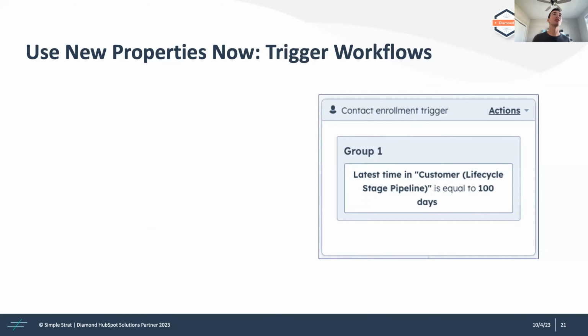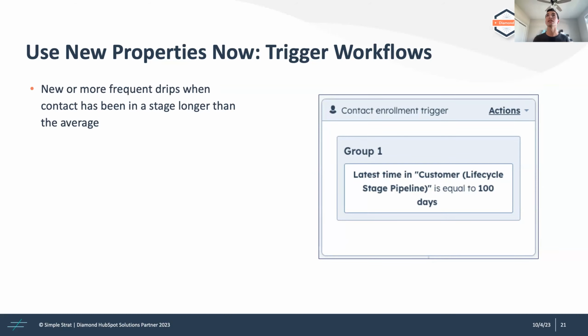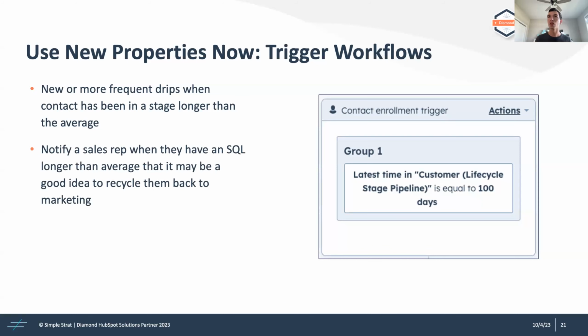Another thing you can do is use it to trigger workflows. There's all kinds of different workflows that you might want to trigger based on this. So a few of them, let's say you want a new drip or a more frequent email drip when a contact has been in the stage longer than average, right? So that first report, we showed that all of our customers on average have been in the lead stage for about 40 days. Well, let's say somebody's been in the lead stage for longer than that. That might be a suggestion to us that maybe we need to try a little bit harder to get them engaged with maybe a new drip or a more frequent drip. Try a little engagement campaign to see if we can get them moving.